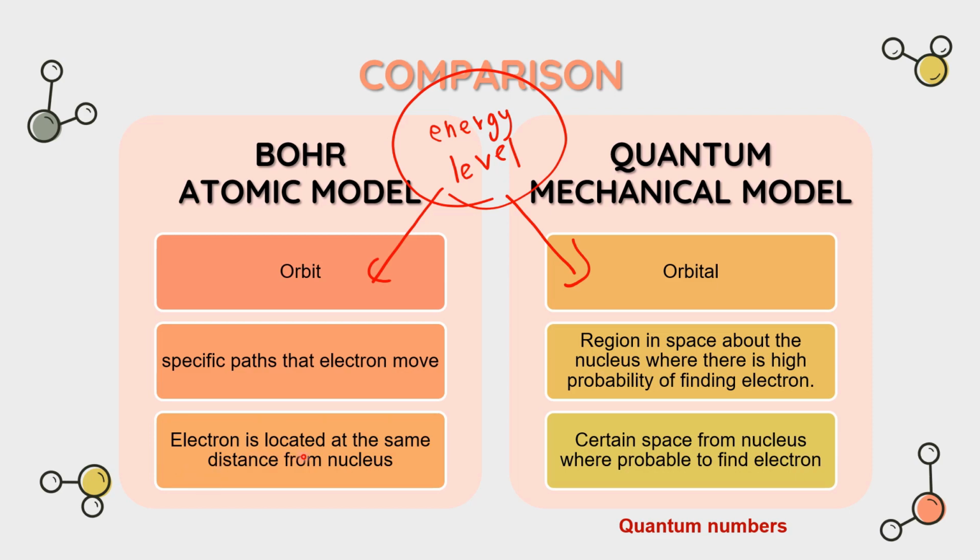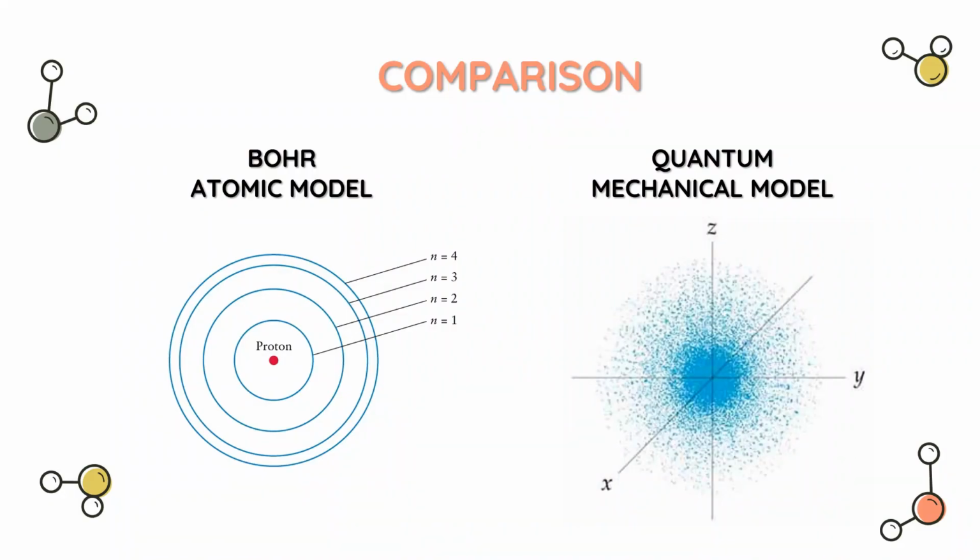And then electron is located at the same distance from the nucleus. And for quantum mechanical model, there is certain space from the nucleus where probable to find the electron. So to make you understand better regarding these two comparison, so let us see this image. So according to Bohr atomic model, if electron is moving in circular orbit n1, so this will be the fixed position between the electron and the nucleus. So at all positions here, electron will move circling the nucleus at this fixed position.